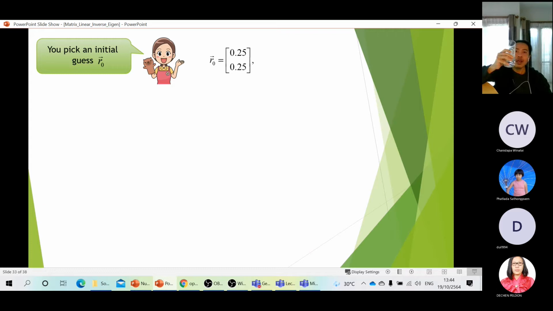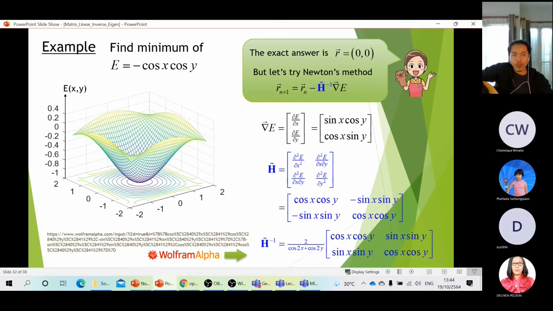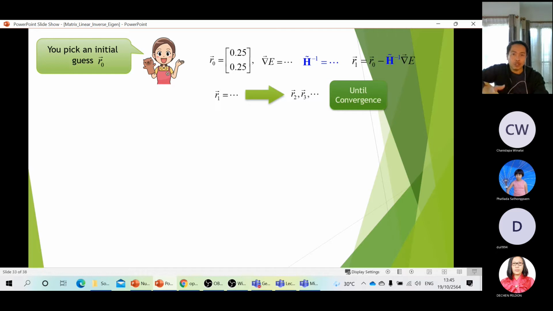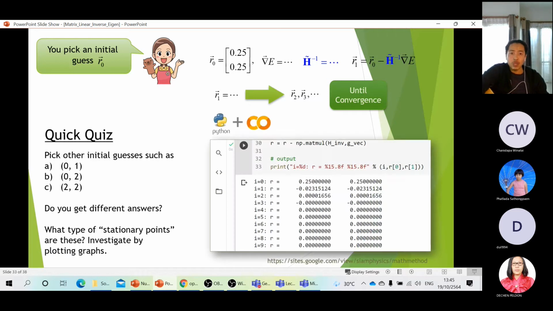Okay, now you can pick a gap, let's say 0.25, and then we can compute the gradient vector by using that formula from before. Let me go back to there. Here's my formula of the gradient. So we compute that gradient, we compute the inverse of the Hessian, and then we use that update for optimization, and then compute R1, R2, R3, until convergence.